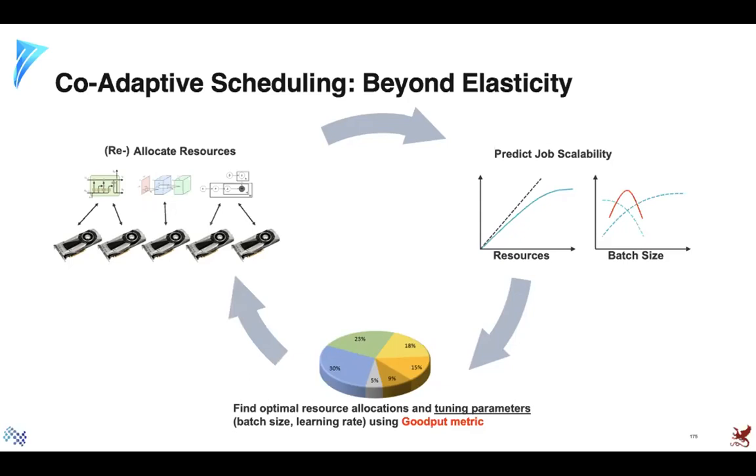And this process of scheduling can be repeated on a cycle so that as new resources become available and as new jobs start and old jobs finish, we're able to rebalance the resources dynamically and retune each job dynamically as well. And co-adaptive scheduling is implemented in a system named AdaptDL, which is available as an open source project.